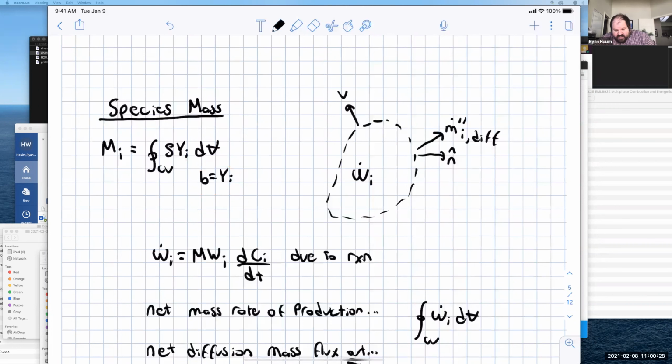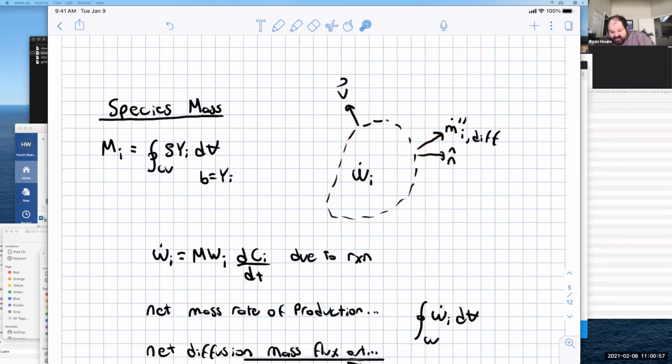Now, there are a few things that we do need to consider here. We can have chemical reactions, and those chemical reactions can be adding or removing a species from within the control volume itself. So we need to account for that. And we can have mass diffusing out through the surface of the boundary.